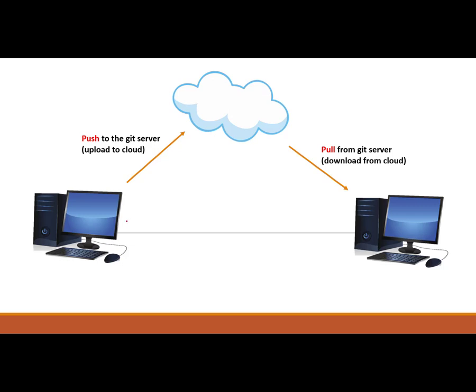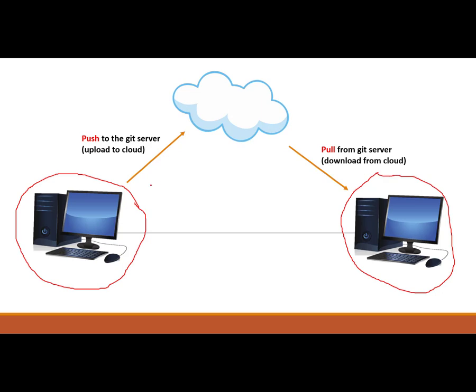Here there are two computers. One is where you write code. I name it the uploading computer, or push computer. The other is the pull computer. That means you are going to download the code from the cloud for that computer.